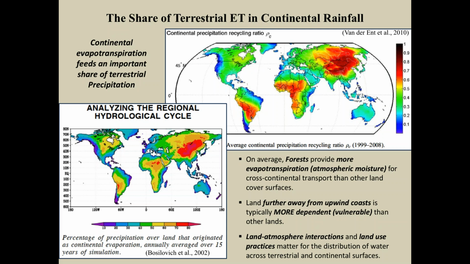But of course, the evapotranspiration that the upwind areas produce goes on to other locations and is important for those locations. So you can't escape from this connectivity of land-based systems. And all of these areas are important across land surfaces.